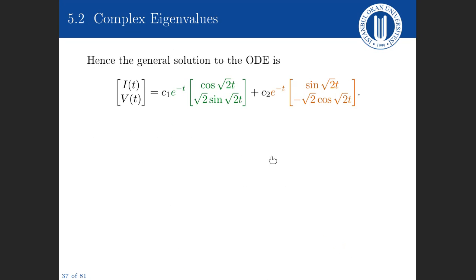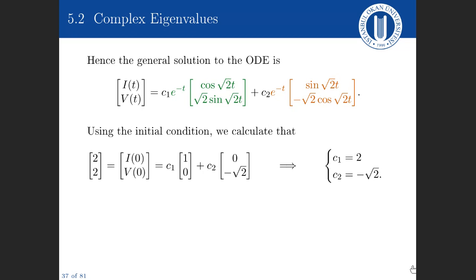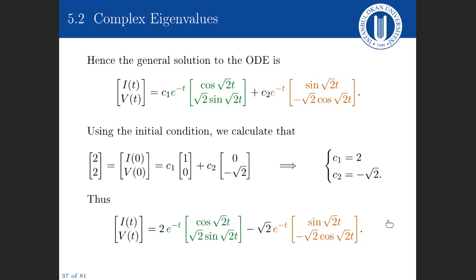As soon as we know these, we can write down the general solution to the differential equation. Constant multiplied by the green function plus constant multiplied by the orange function. All that's left is to use the initial condition to calculate C1 and C2. Because cos of 0 is 1 and sine of 0 is 0, we find that we must have that C1 is 2 and C2 is equal to minus root 2. So our solution must look like this.